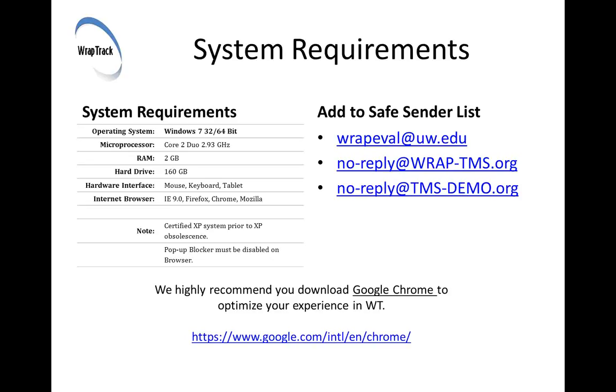Obviously, the first one there, WrapEval, is connected to the University of Washington, so you should already probably have that on your list. And the other two are connected to WrapTrack, and we'll talk a little bit about why you see WrapTMS listed there. That'll be throughout the system, and we'll discuss that in more detail in a minute. But please make sure to add those as well, because those no-reply email addresses will be sent to you if you've forgotten your password for whatever reason. So keep that in mind.